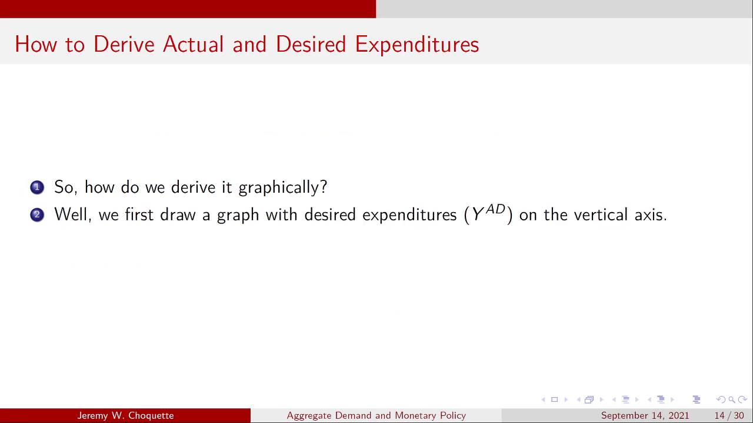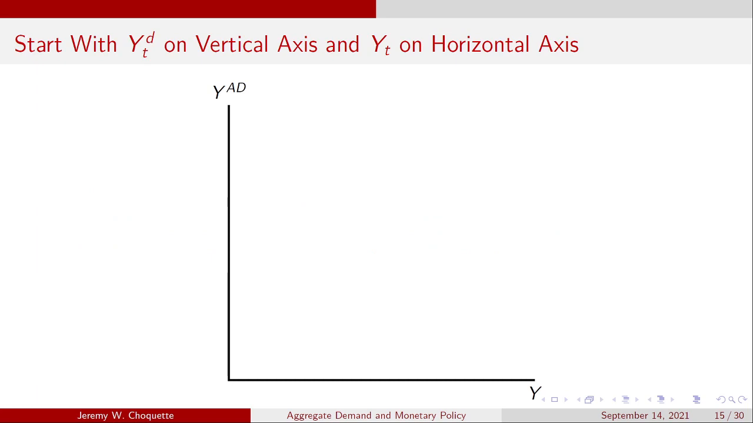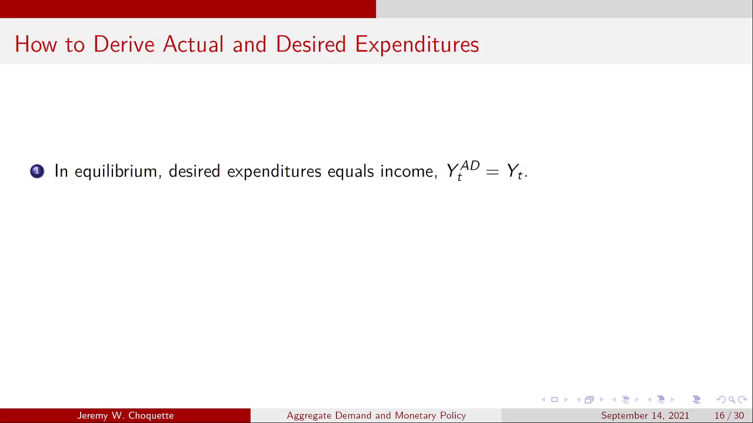So how do we derive all this graphically? Well, first, what we do is we draw a graph with desired expenditures, this Y superscript AD, on the vertical axis. Then we have actual expenditures Y on the horizontal axis. Right, so we just get this right here. Now remember, in equilibrium, Y and Y AD have to be equal to each other. So if you were to draw out every single point on this graph where Y and Y AD are equal to each other, what do you get? Well, you will get a diagonal line, a 45-degree line.